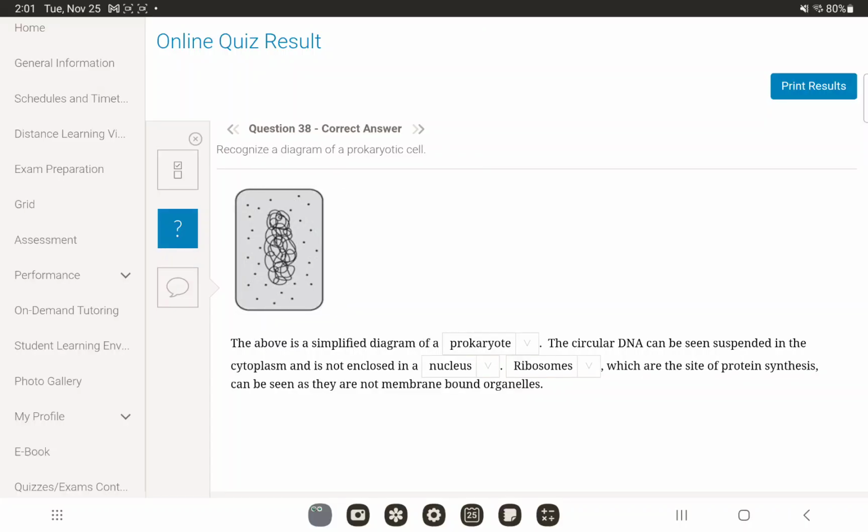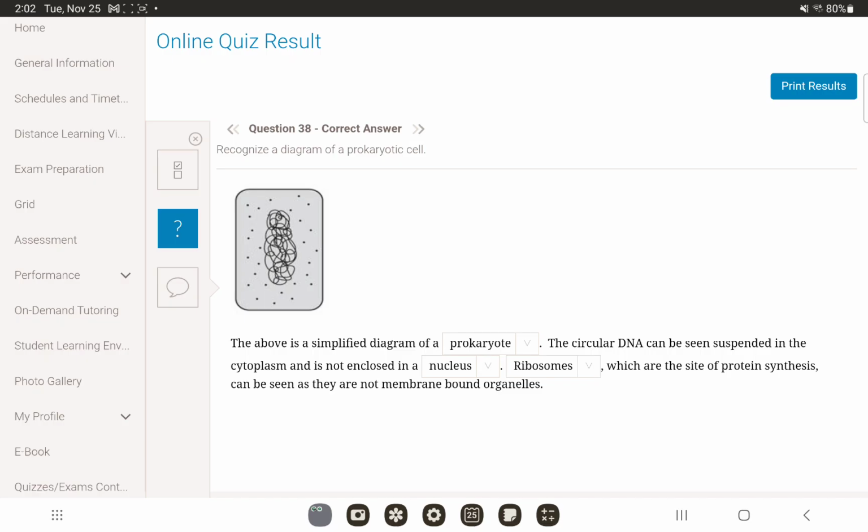The above is a simplified diagram of a prokaryote. The circular DNA can be seen suspended in the cytoplasm and is not enclosed in a nucleus. Ribosomes, which are the site of protein synthesis, can be seen, as they are not membrane-bound organelles.